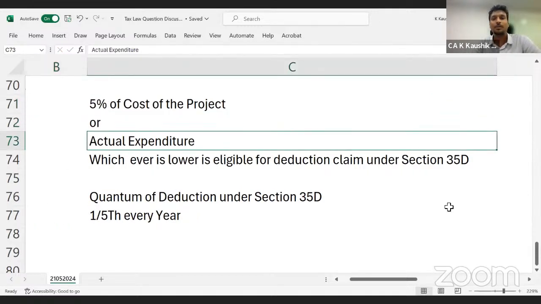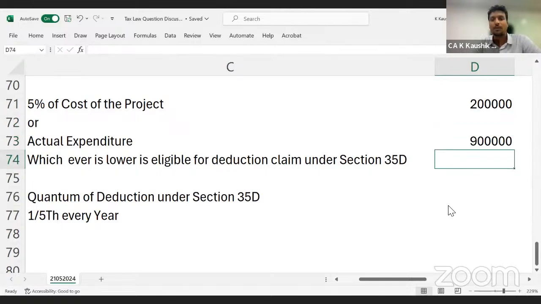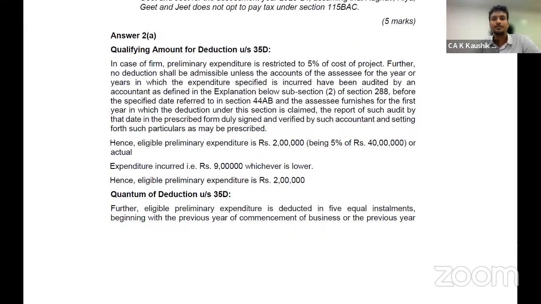And what is the actual expenditure? 9 lakhs. So which is lower? 2 lakhs is the lower amount. So let's quickly see here. In case of a firm, preliminary expenditure is restricted to 5% of the cost of the project. Further, no deduction shall be admissible unless the accounts of the assessee for the year in which the expenditure is incurred have been audited by an accountant.